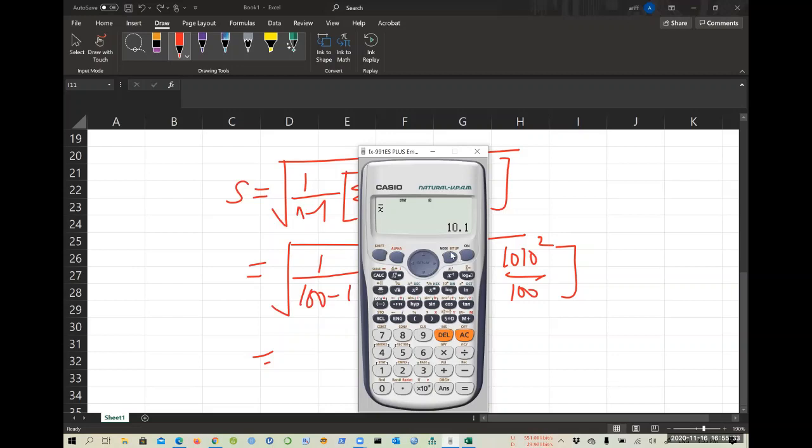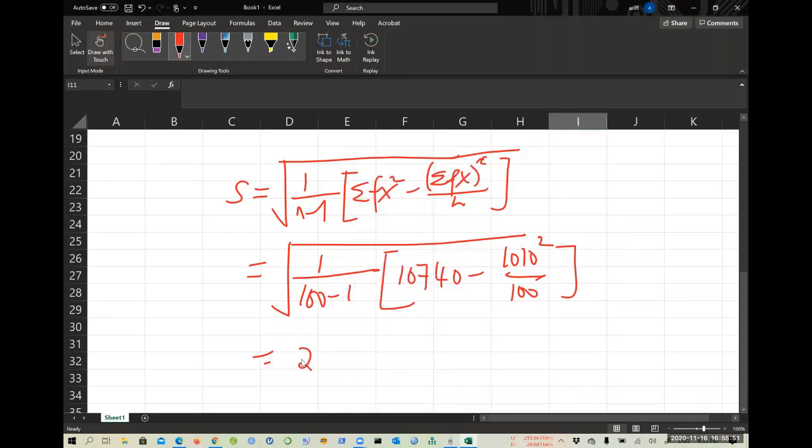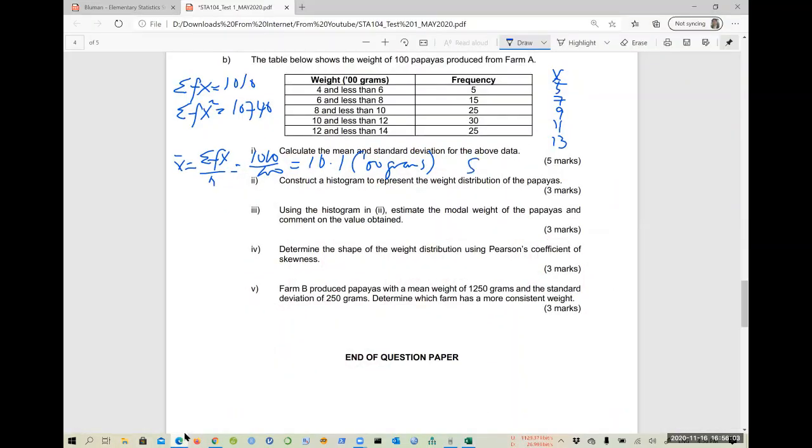Shift number 1 and then choose number 4 for the variable, and then you want sx, number 4. So this gives you the answer 2.333. So that is for the standard deviation. So let me just rewrite here. So S is equal to 2.333.